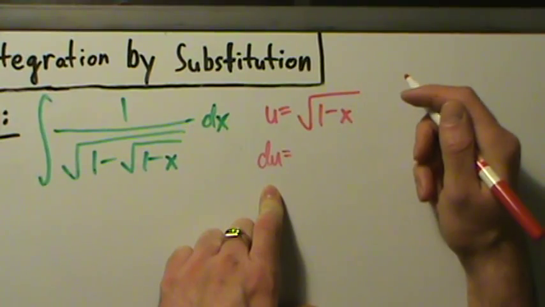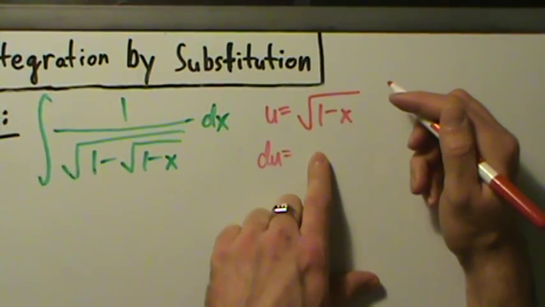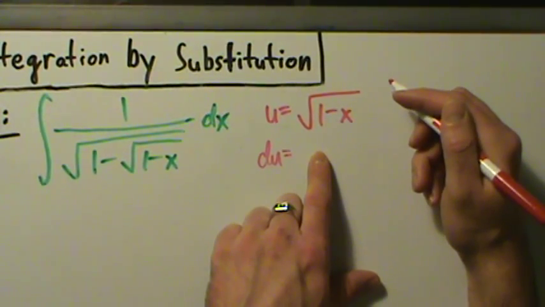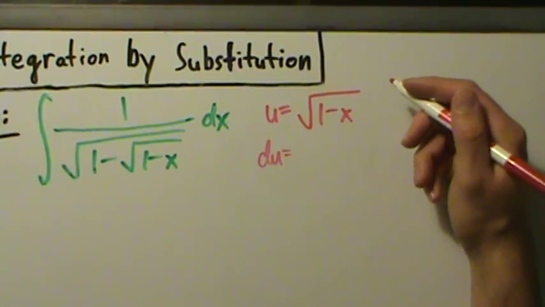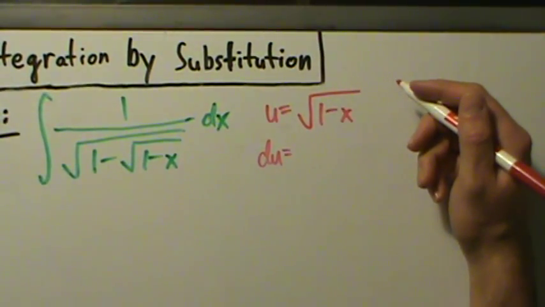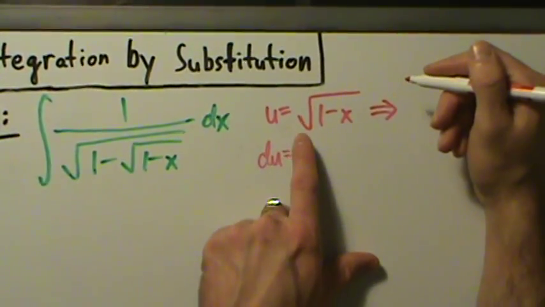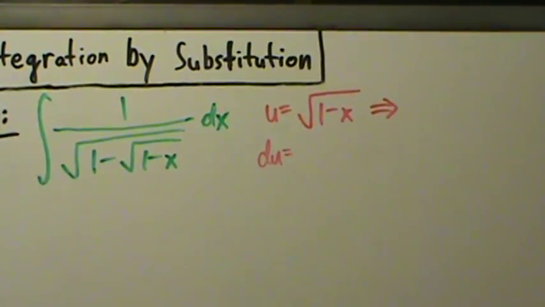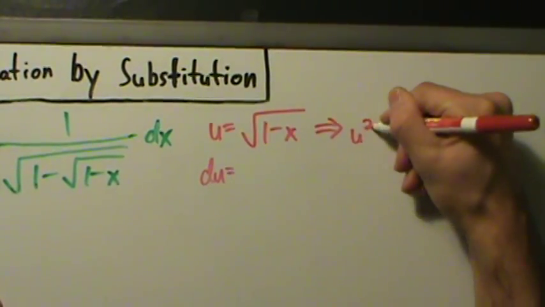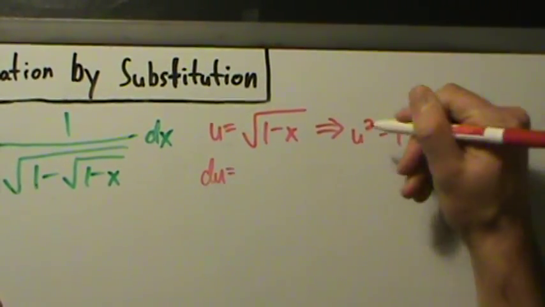Du is going to be kind of a mess, right? So it's going to be another chain rule thing with another square root and the bottom floating around like that. So it's not that good for us. But what we could do is this. If u is the square root of 1 minus x, and then let's square both sides. So then u squared equals 1 minus x.